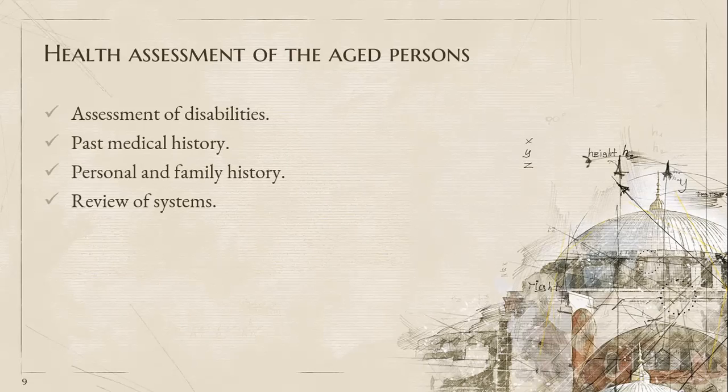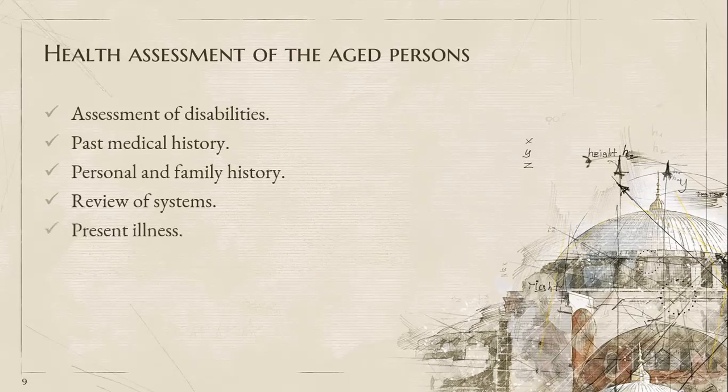Means by seeing old age people's house, one or other diseases we can get, but we can't predict that all the time all the systems will be affected. So this is regarding review of system.